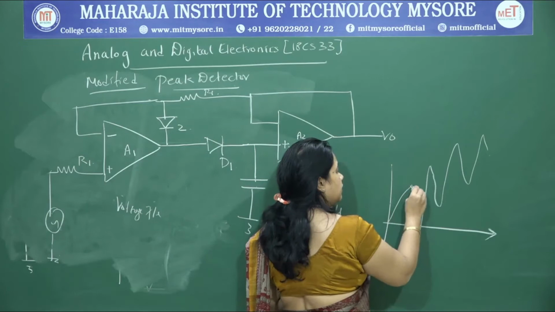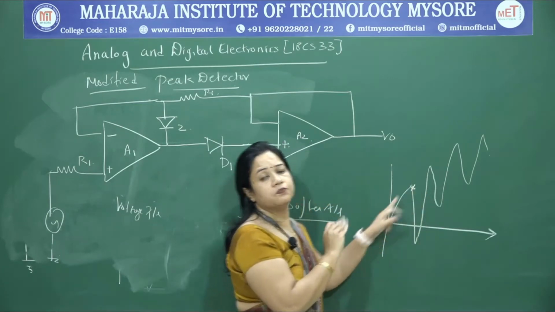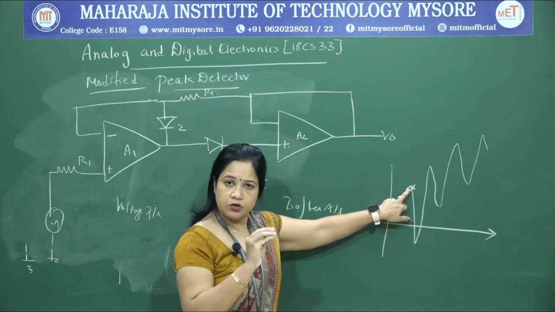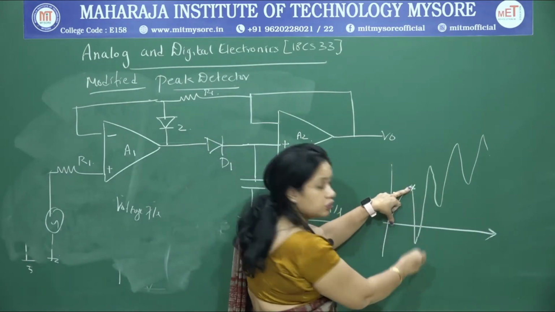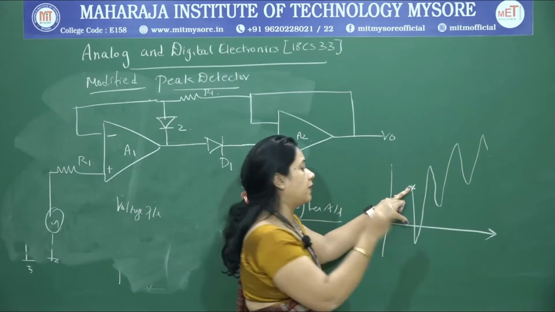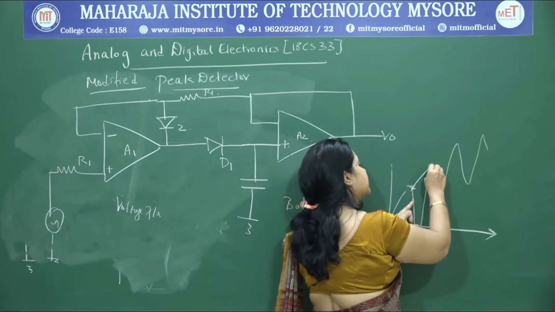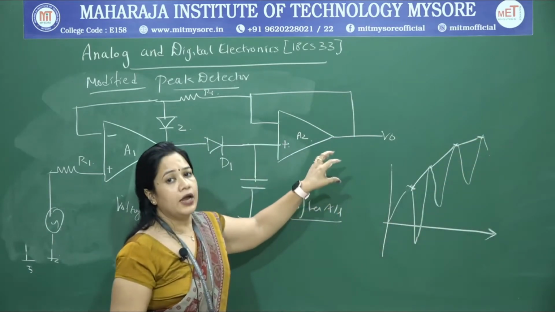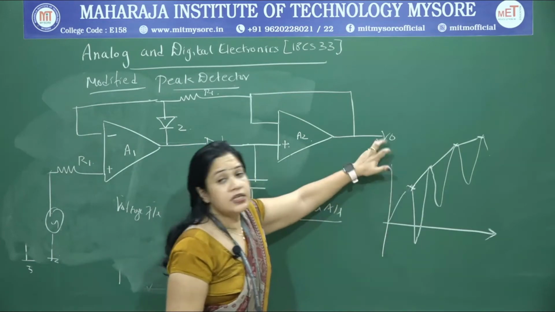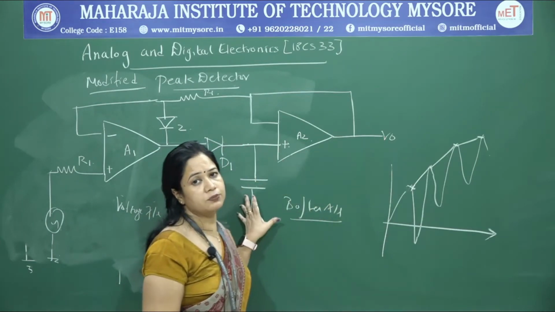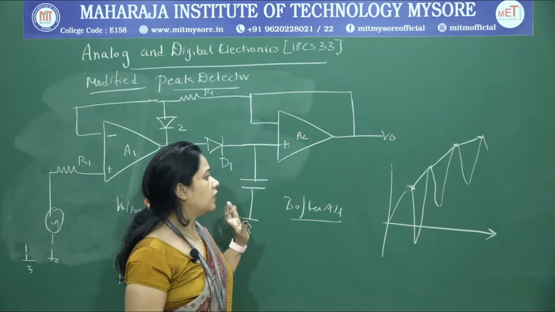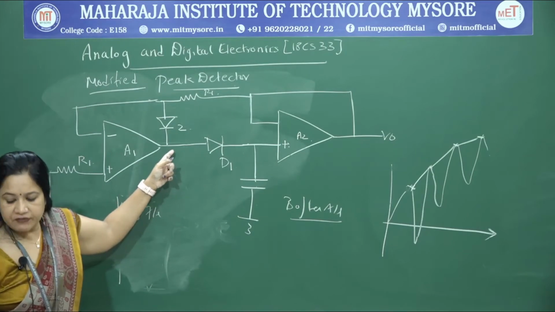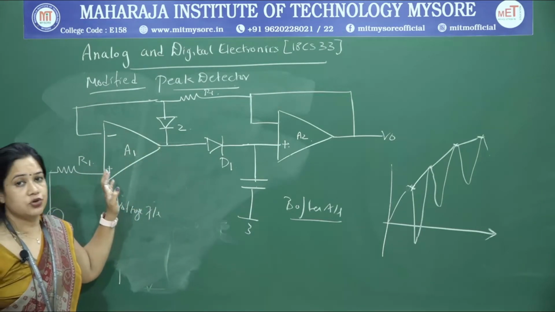So, initially the output is going to be V0, and it holds this value. Even if the input drops, it holds this particular peak value unless a new peak arises. So, at any instant of time, it retains the peak value observed so far. So, this is how your peak detector works, and please note the diode D2 here prevents the amplifier from going into negative saturation.